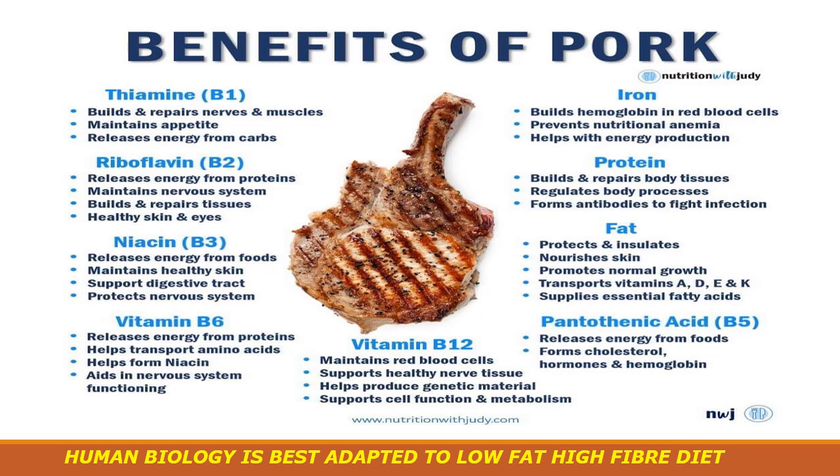B2 is also important in the nervous system and healthy skin and eyes. B3 is important in energy release and healthy skin. B6 helps energy release and transport of amino acids, and helps form niacin. B12, as I have already mentioned, is important in anemia and blood cell formation. Iron is very important in anemia. Protein I have mentioned. Fat is very important for our cellular function, especially the cell membrane with its bilayer lipid, and other B vitamins like B5. All these have extremely important biological roles and are rich in meat.